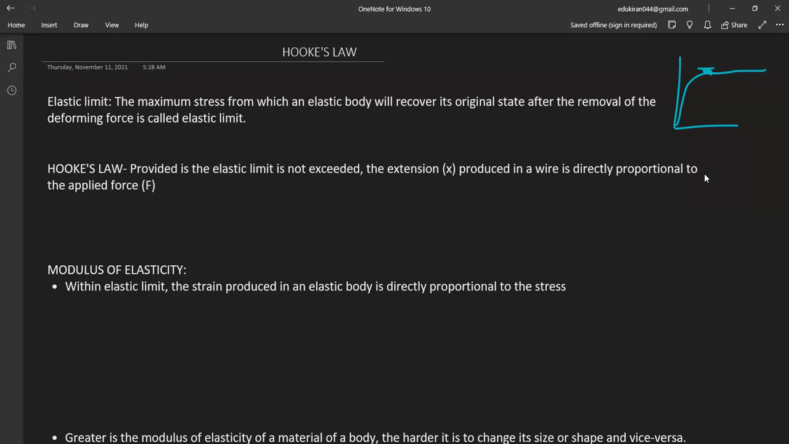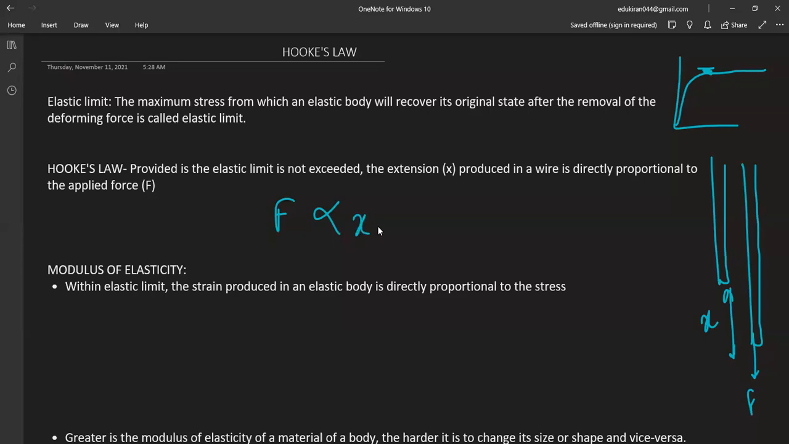Hooke's law basically says that, see, suppose this is a rod and the extension that has been produced is X and the deforming force is F. The applied force, which is the deforming force, is directly proportional to the displacement or the change in length that has occurred. So if the elastic limit is not crossed, the deforming force is directly proportional to the change in the length of the wire, that is the extension which is produced. All right, so this is what is meant by Hooke's law.